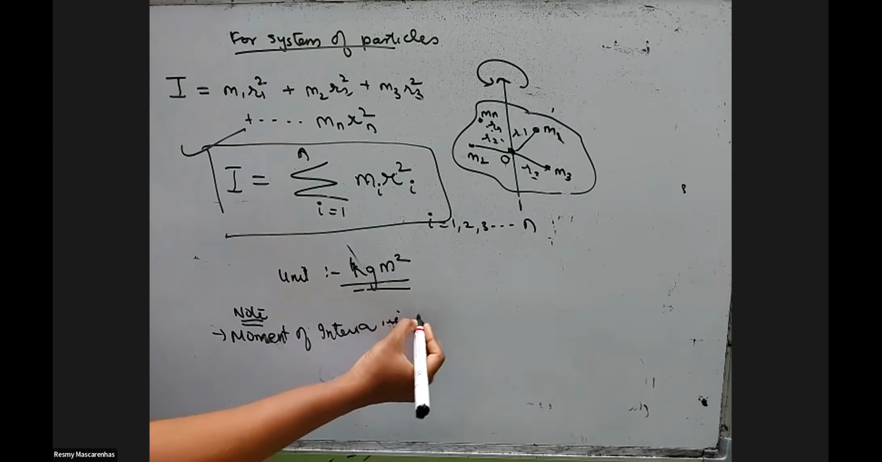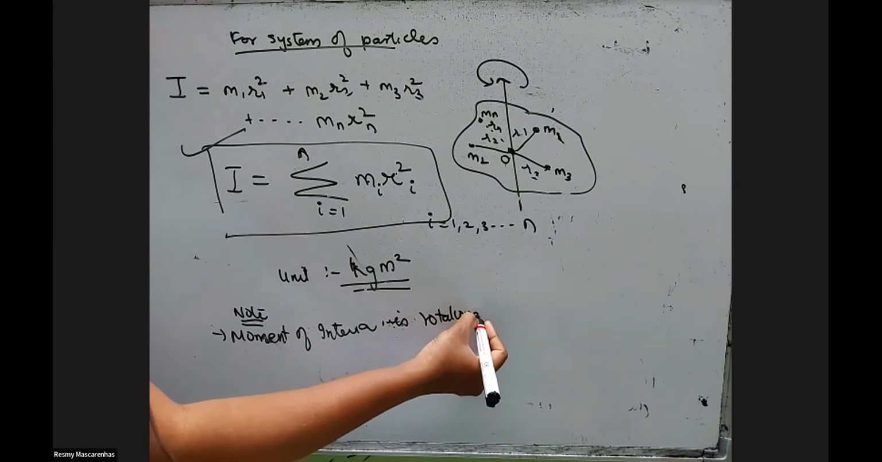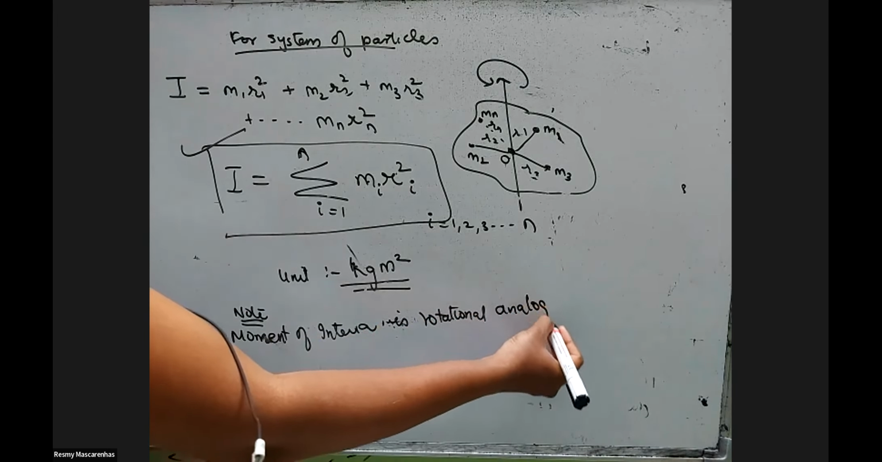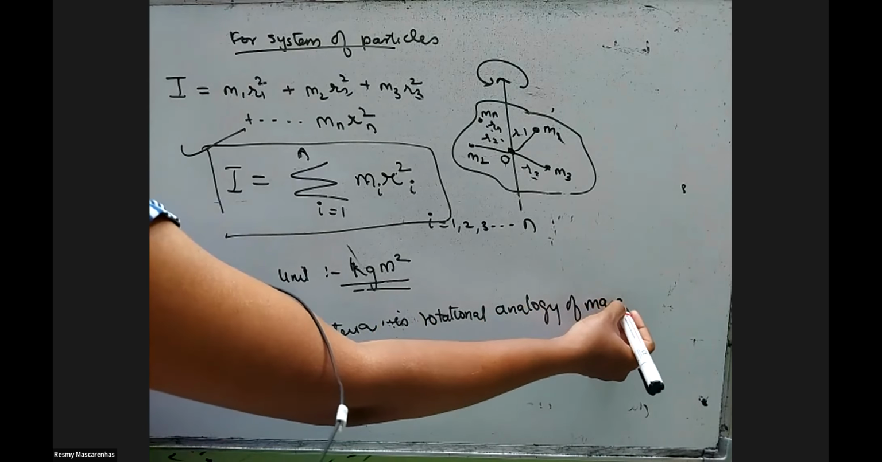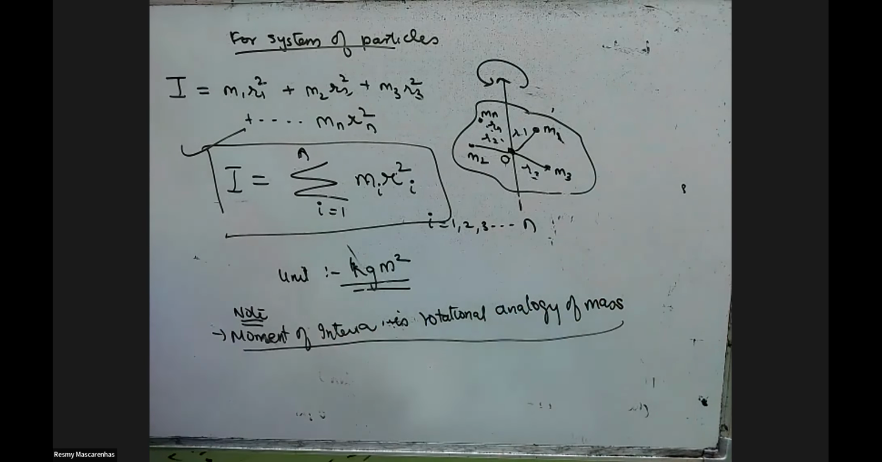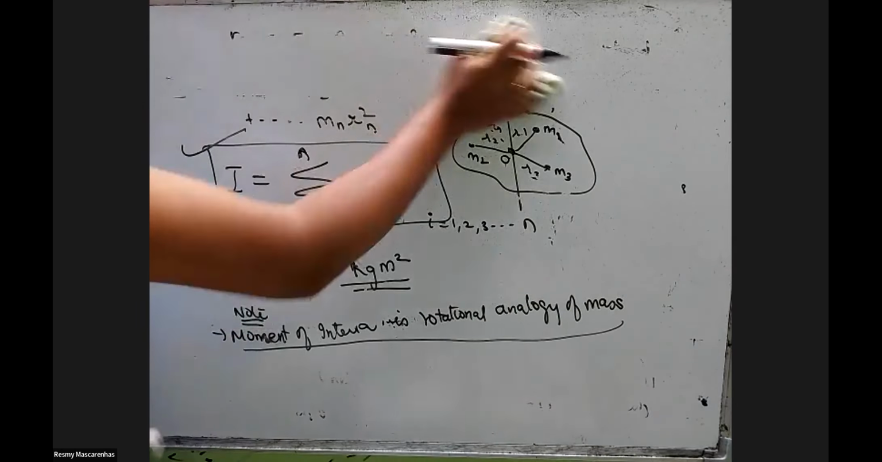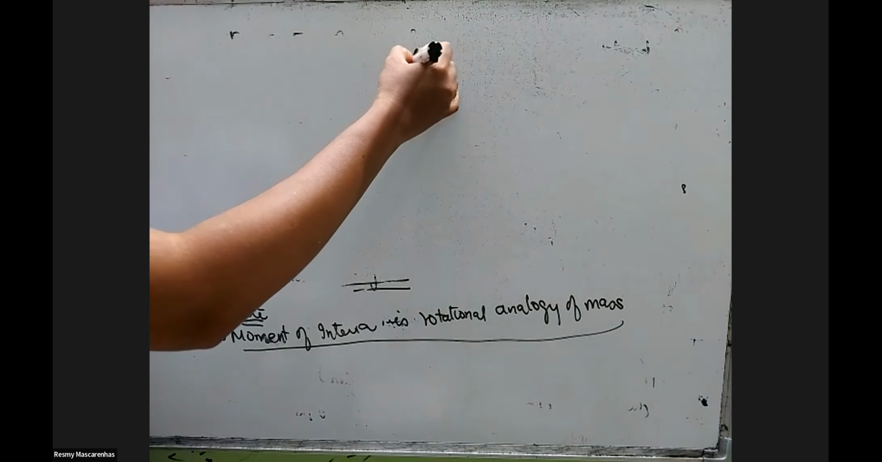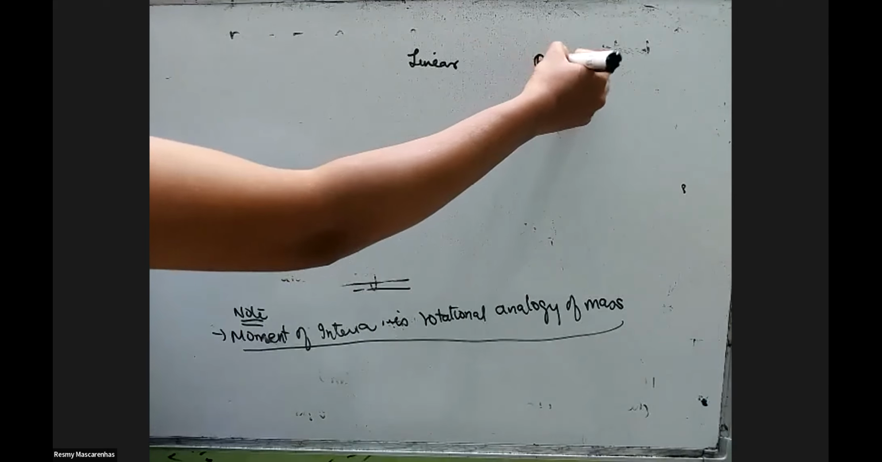Next, moment of inertia is a rotational analogy of mass. What does this mean? Moment of inertia is the rotational analogy of mass. Analogy means the way of writing it in rotational terms. We'll start from here for better understanding. So this is for linear and this is for rotational.